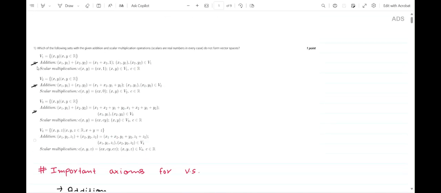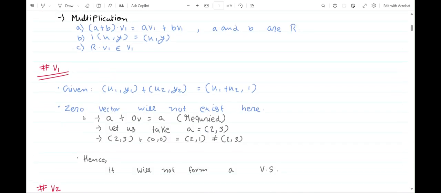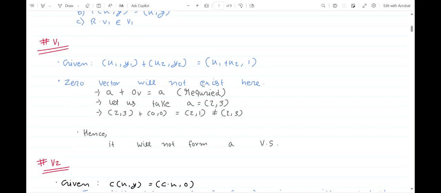The first set is V1 equal to (x, y), such that x and y belong to real numbers, and the addition is given as (x1 plus x2, 1), and the scalar multiplication is given as (cx, 1). The problem in this vector set is that a zero vector cannot exist. If we try to add any vector from this vector space with a zero vector, then according to the axiom the result should be the same as the chosen vector, but here the resulting vector will change as the y term will always be equal to 1 in case of addition. Hence it will not form a vector space.